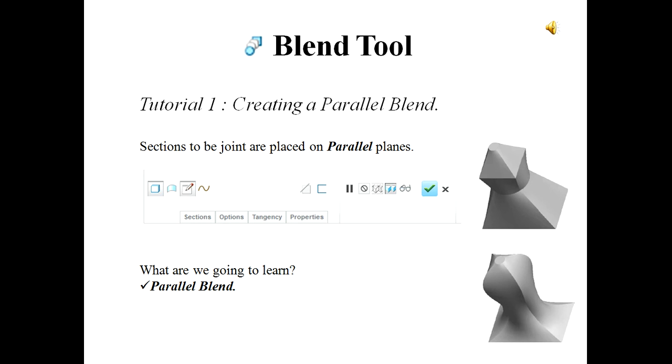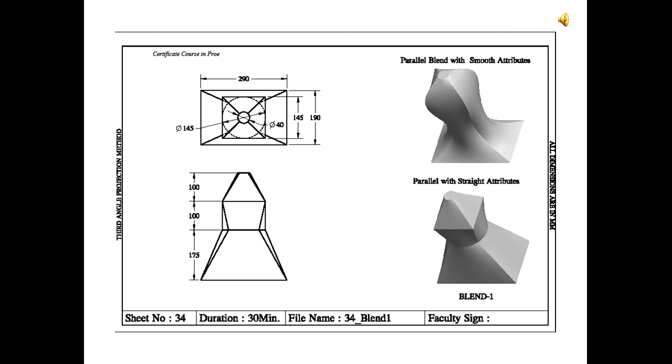Let's learn how to operate the parallel blend tool in Creo Parametric with the help of a tutorial. The solid shown in the drawing is generated by blending 4 sections: a rectangle of 290 by 190, a circle of 145 units diameter, a square of 145 by 145, and a circle of 40 units diameter respectively. Let's see how to operate the tool and create the solid in Creo Parametric.